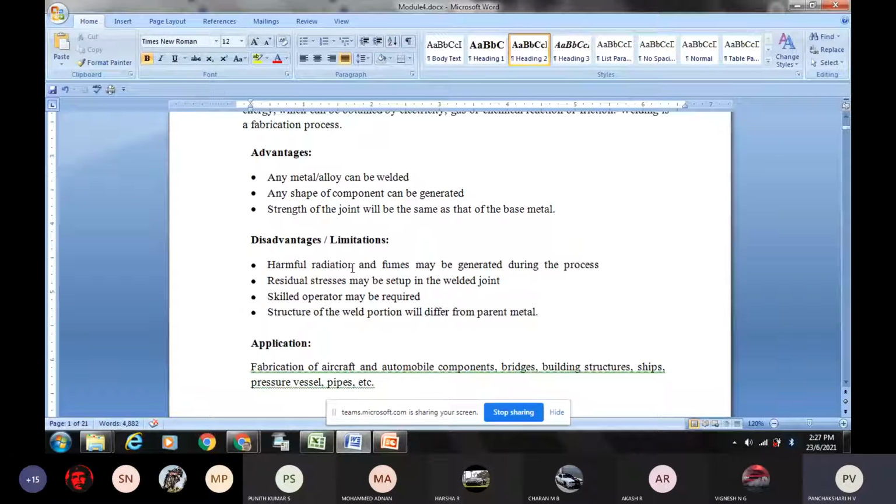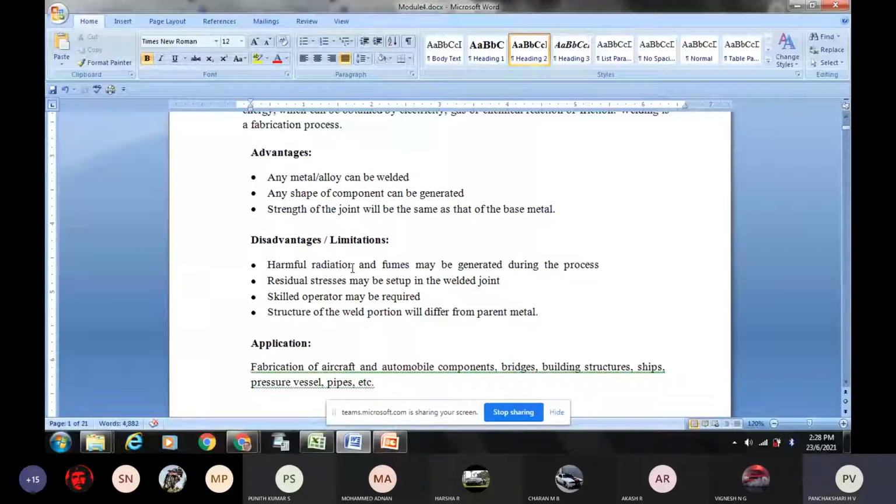In such workshops you might have seen that while welding, harmful radiations are emitted. They are harmful for the eyes, so we cannot see the welding process with the naked eye. We have to use goggles, that too coated goggles, so that the harmful radiation will not penetrate through them. That is the disadvantage of the harmful radiation it emits, so we have to take utmost care to protect the welder.